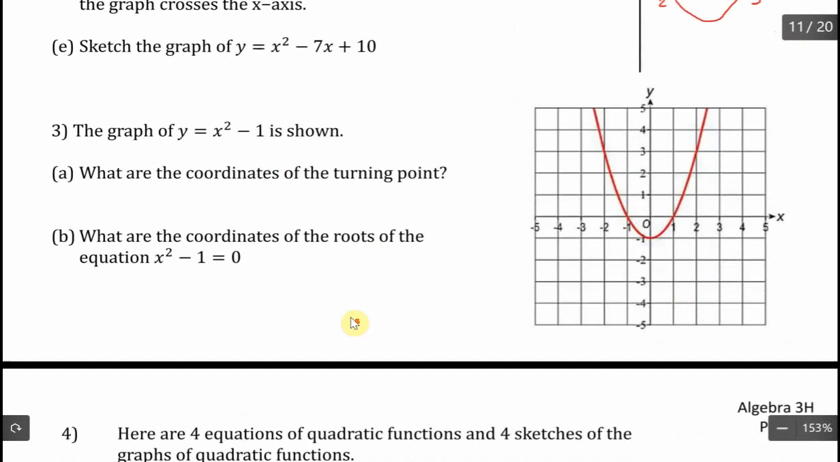Okay. Number 3, the graph of y equals x squared minus 1 is shown. What are the coordinates of the turning point? Turns at this point here, so that's coordinates again, 0, -1. And what are the coordinates of the roots of the equation? So in other words, the solutions, you can also see them quite easily on the graph, here and here. So that's -1, 0, and 1, 0.